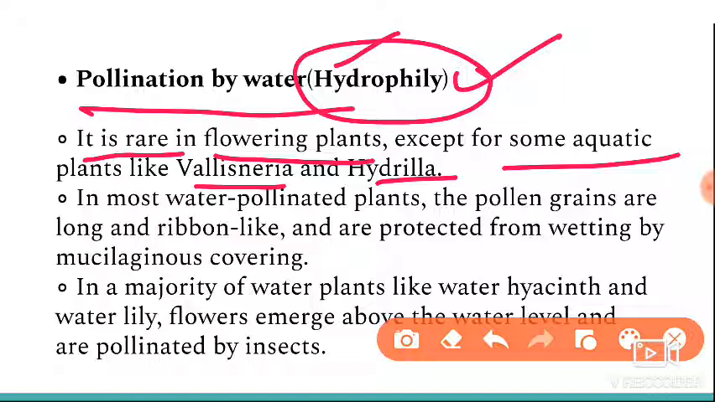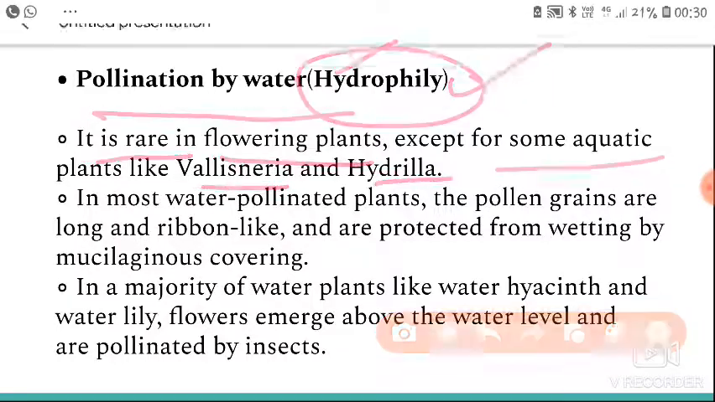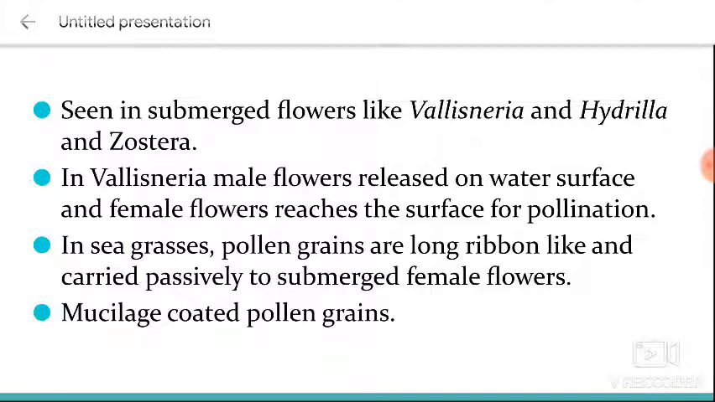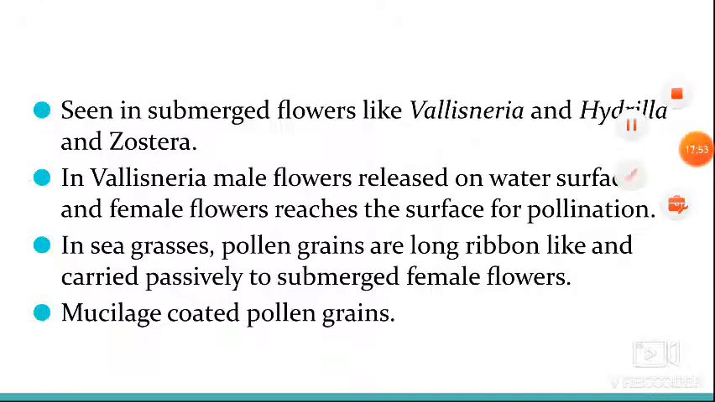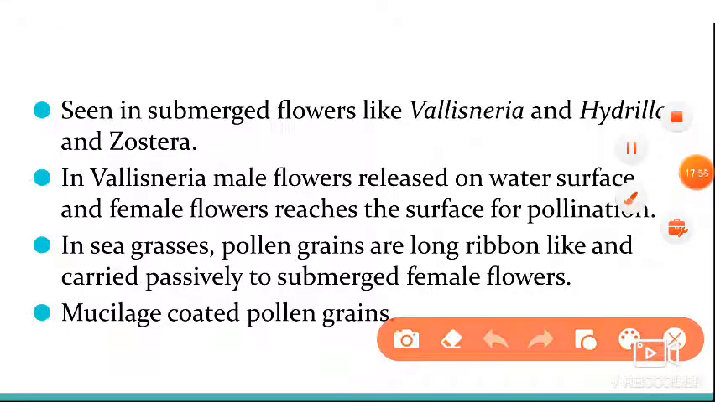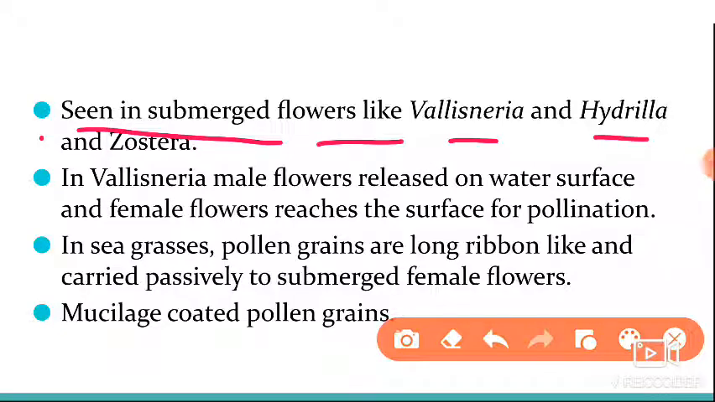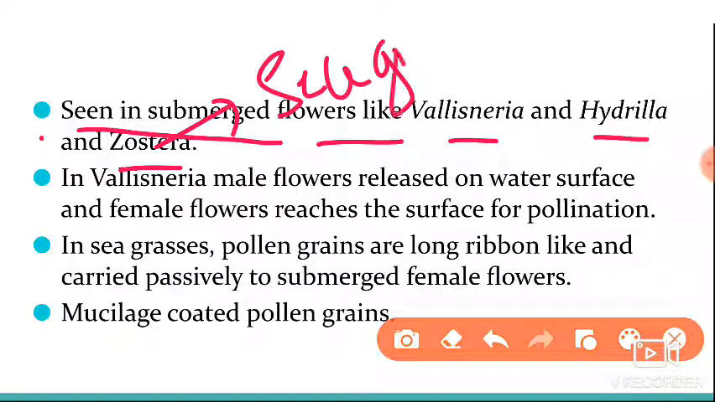I will show the next slide. Here you can see that these are usually seen in submerged plants like Vallisneria, Hydrilla and Zostera, which is also called seagrass. Vallisneria here, Hydrilla here, and Zostera.